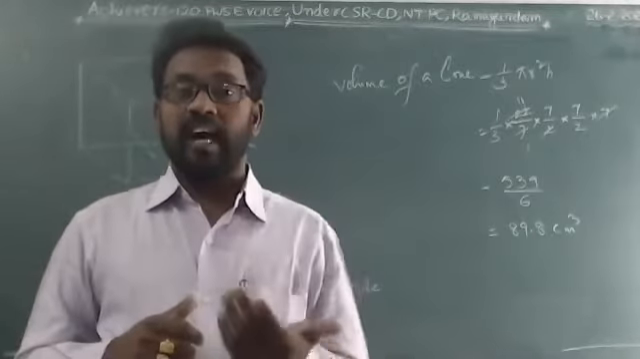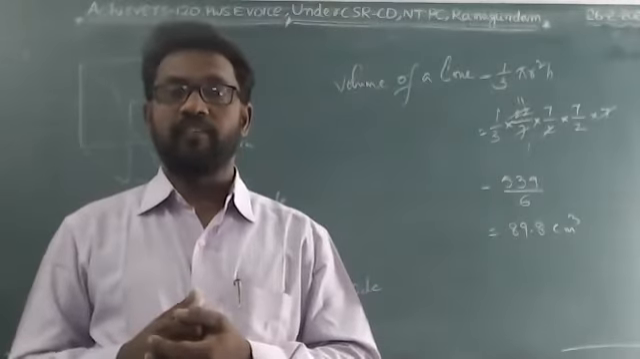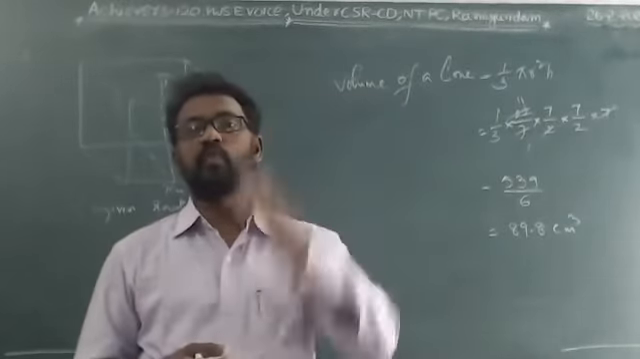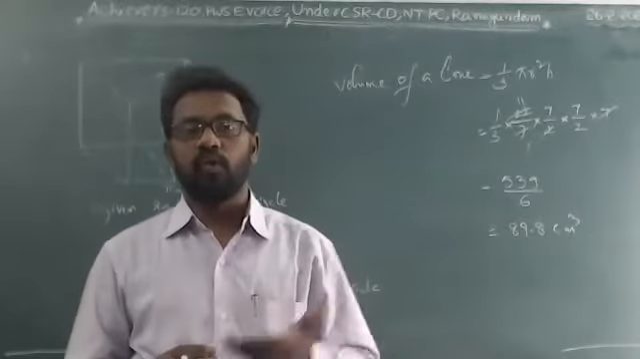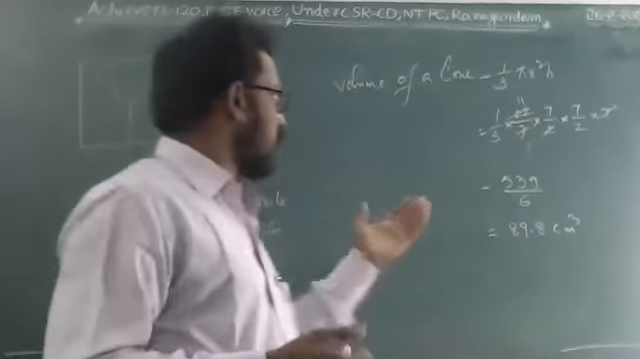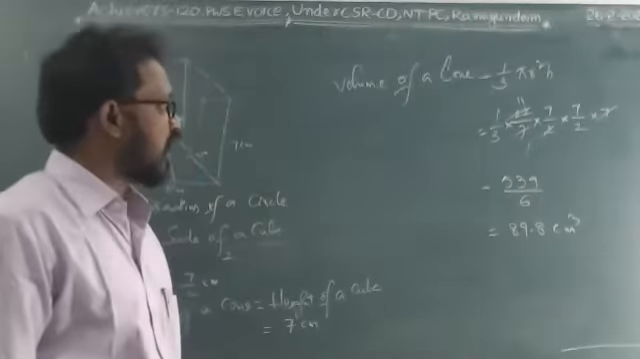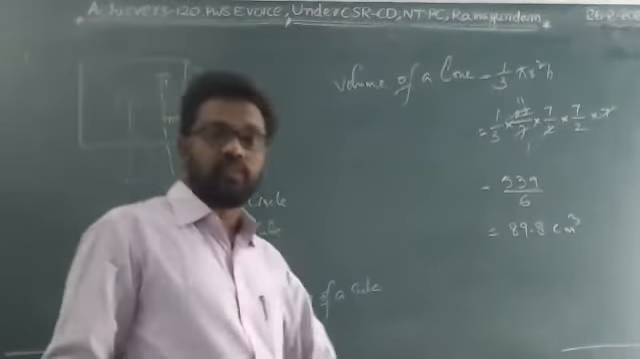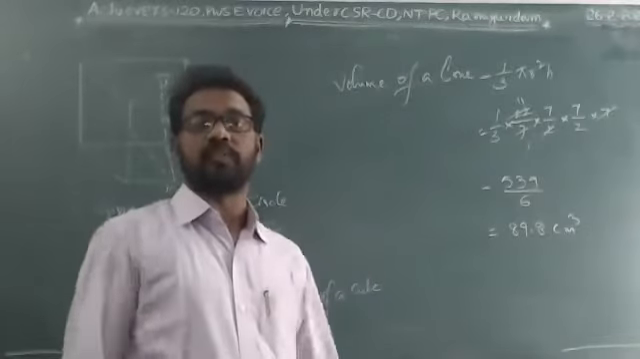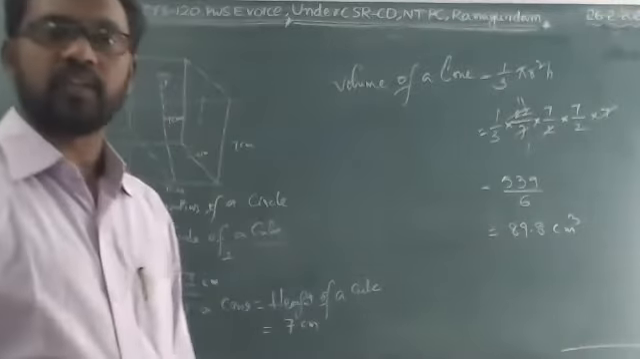That means our radius will be half of the diameter, 7/2. Half of the diameter is 7/2, and the height will be the same as the height of the cube. Just substitute and calculate, and you will get the result 89.8 centimeters cube, the largest circular cone you can get from a cube of side 7 centimeters. If you want, you can take a screenshot.